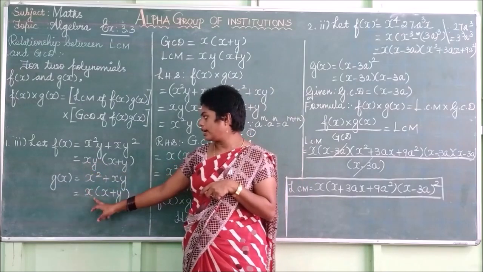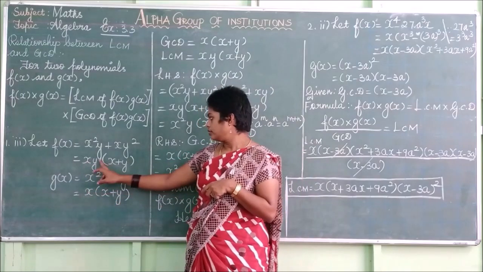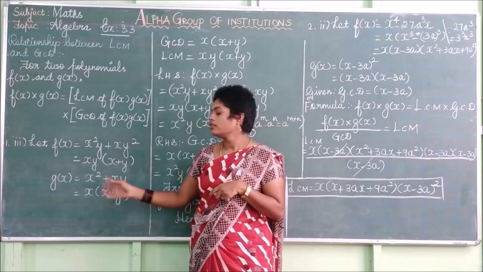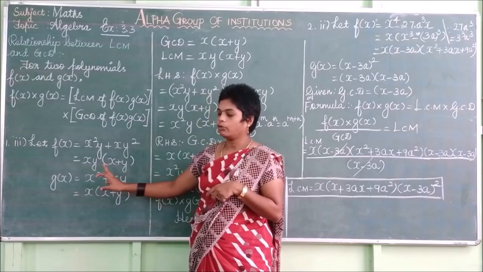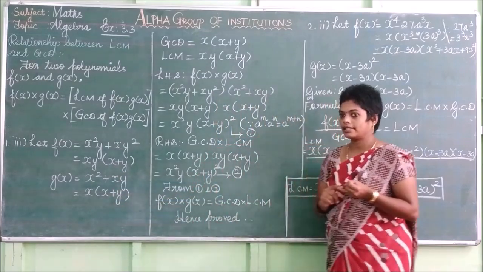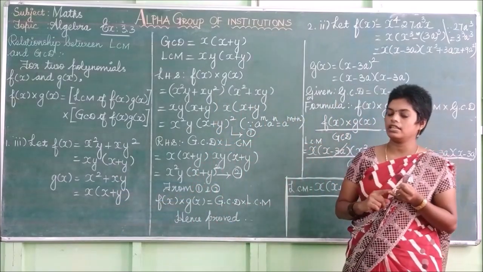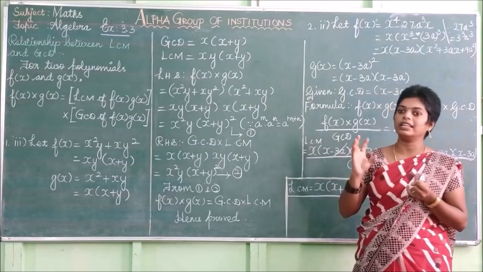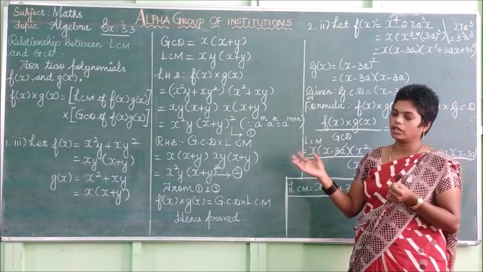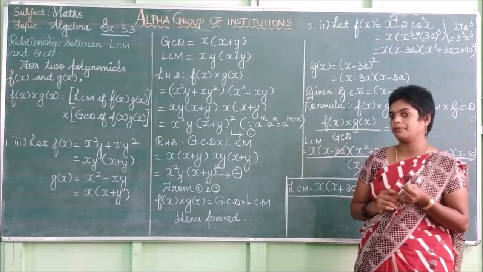Here also x and here also x. Here only y. In g of x there is no y. So you take this x, not y. Then x plus y, both terms contain it. So x and x plus y is the GCD. GCD means you take only the common terms. So here the common terms are x and x plus y.